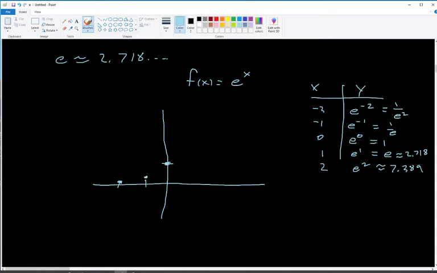E to the 0 is 1. E to the first power is 2.718, so 2.7-ish, a little bit. And then e squared will be at 7.389, and again, for 2, that's going to be up here. So we can see what our curve looks like for e to the x. It grows like this.